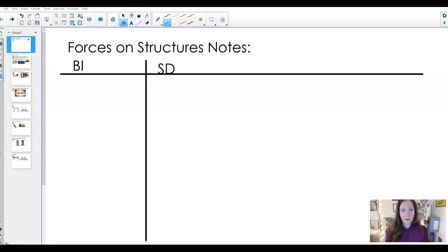We're going to learn a little bit about the forces that are put on a bridge or on a structure and how we might dissipate those. So go ahead and set up your notes. You can call this forces on structures notes, and go ahead and draw your 2 columns with your big ideas and supporting details. If you need to, pause the video really quick and we'll get started.